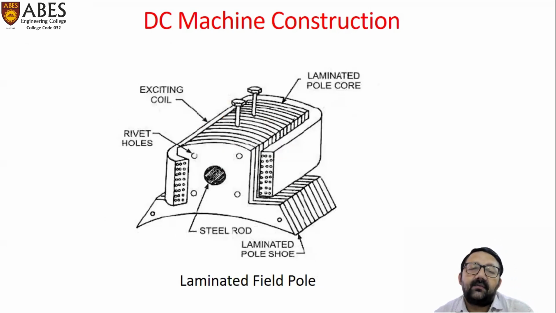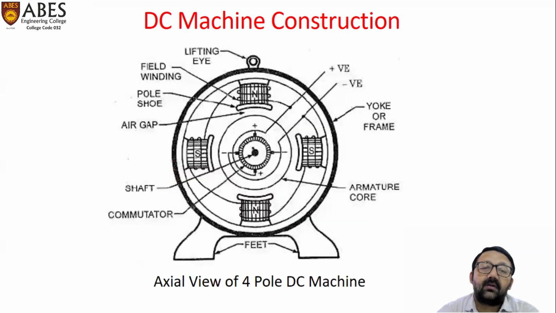So the entire field pole is designed in the form of this type of laminations. And here we can see this extended part, the pole shoe. At this pole shoe, where the field windings are placed, they can get additional support. Now moving to the next part of the machine, that is the armature. The entire armature can be divided into two parts. One is the armature core and the other one is the armature winding.